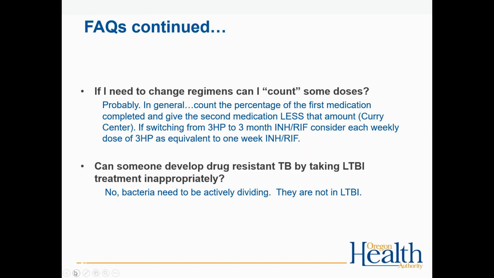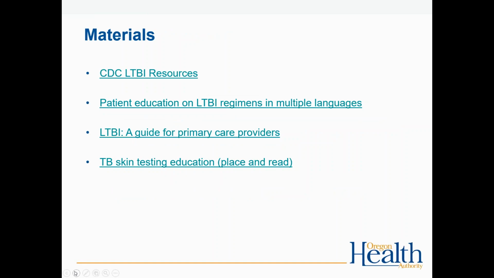Cool. Can somebody develop drug resistant TB by taking LTBI treatment inappropriately? I think the answer is no. I mean, only when they don't have LTBI. Right. We do see that sometimes, that they didn't get a recent X-ray done. It was from a year ago, and now they actually have active TB. So it's unusual, but it does happen. But again, it only happens if they don't have latent TB.